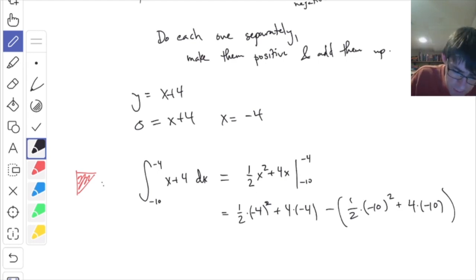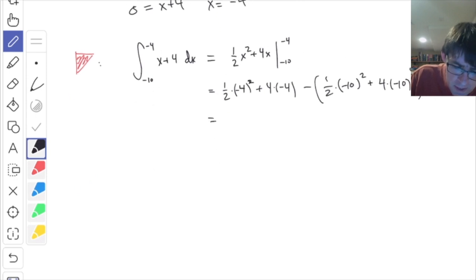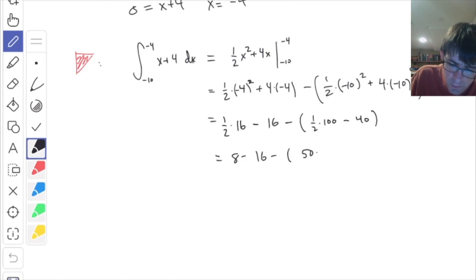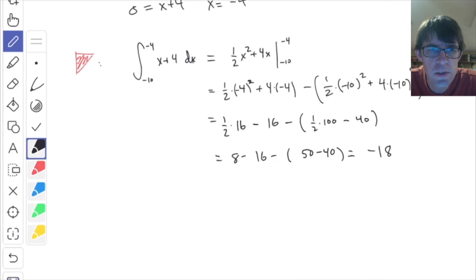So let's see, can we compute this whole thing by hand here? It's going to be 1/2 times 16, right? That's negative 4 squared. And then minus 16 here, and then minus, inside the parentheses is 1/2 times 100 minus 40. All right, so this will be 8 minus 16 minus 50 minus 40. That 8 minus 16 is negative 8 minus 10, negative 18. Anybody agree with me or disagree? I think it's negative 18. Yes, I agree.